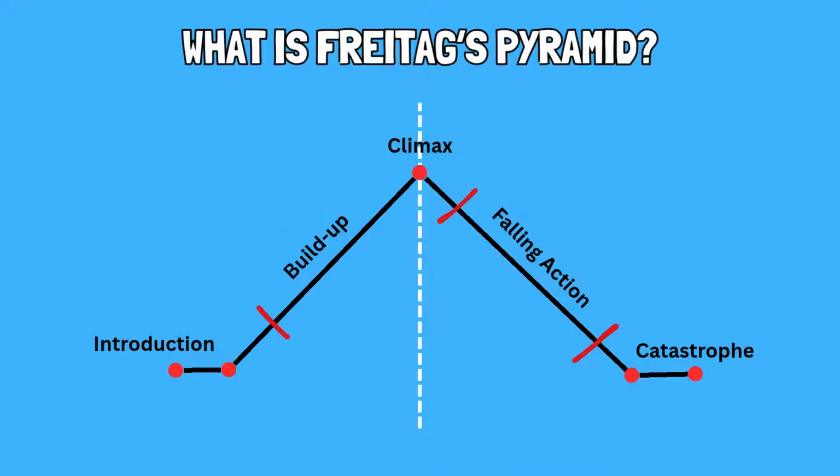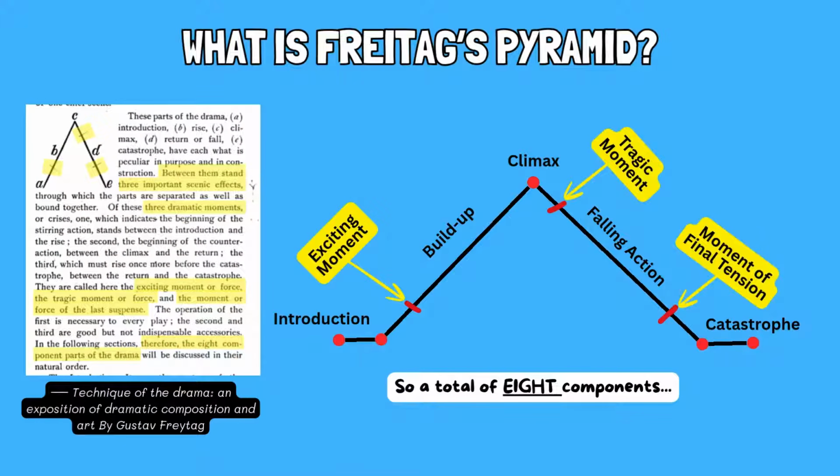But here's the key thing everyone misses. Freytag identified 5 main parts, and in between these are 3 important turning points, or moments, so a total of 8 components, not just 5 elements.